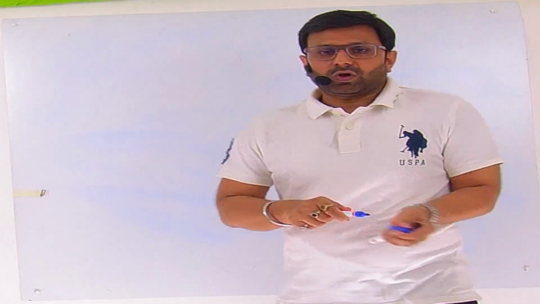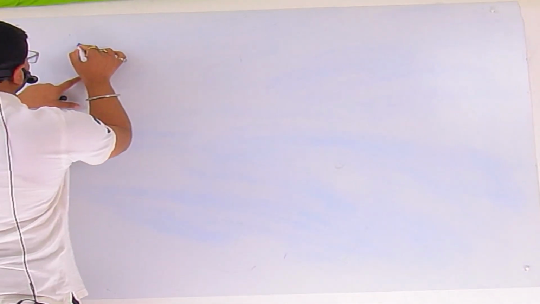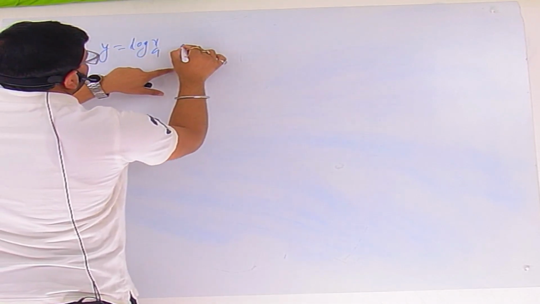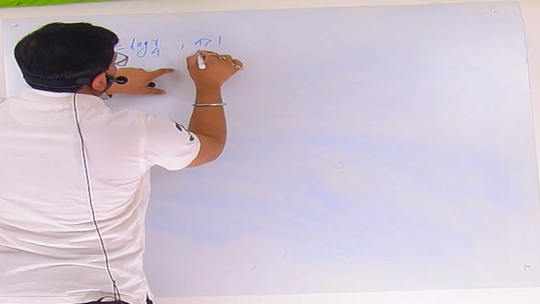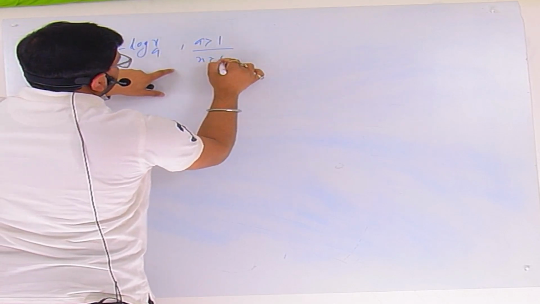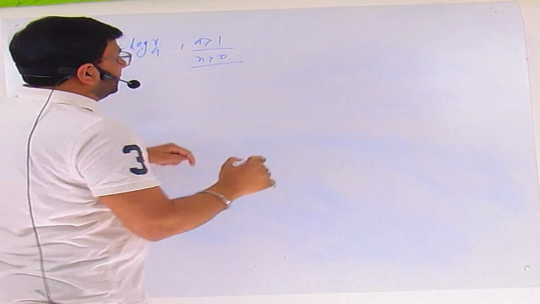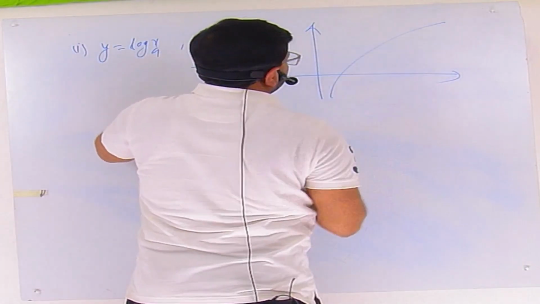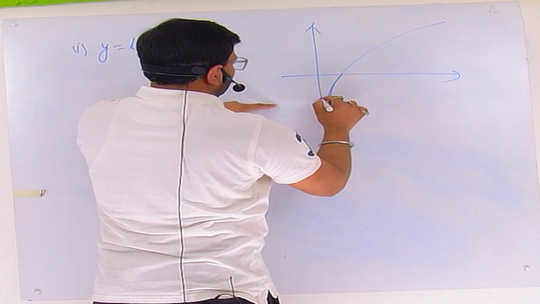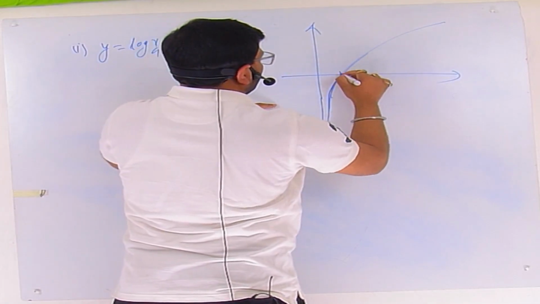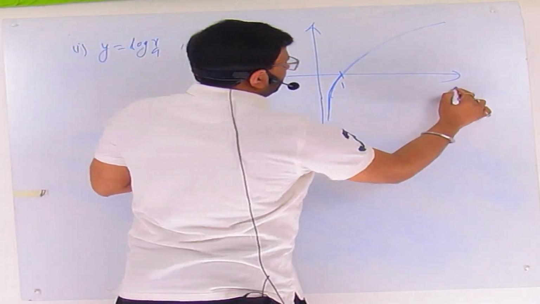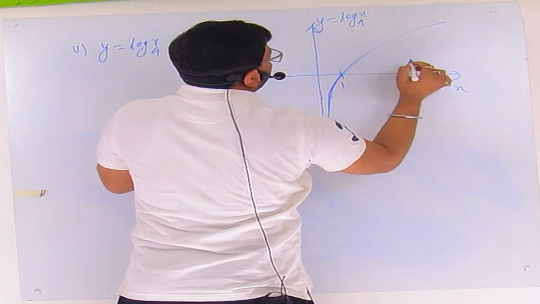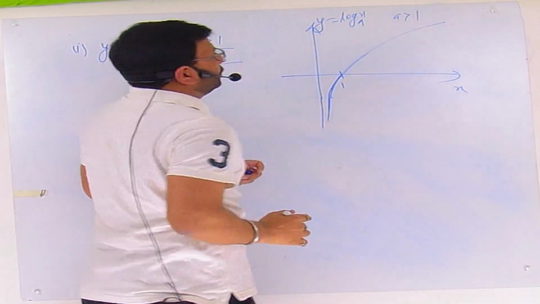So if I am writing y is equal to log x base a, this time I am writing base greater than 1. So this x must be greater than 0. Clear? So what will be the graph of the log function? When base is greater than 1, this is the graph of the log function. This value is 1, this is x here, this is y is equal to log x base a. So here base greater than 1.